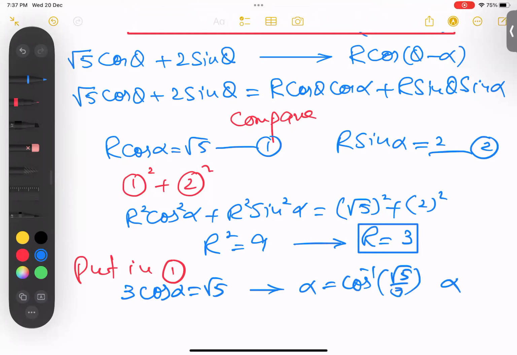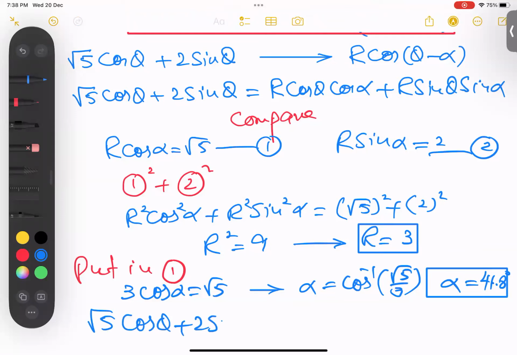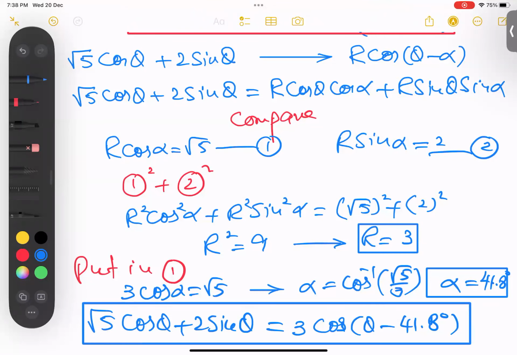Alpha is cos inverse of root 5 divided by 3, and my answer is coming 41.8 degrees. I will plug both values back into the equation. Finally, what I get, students: root 5 cos theta plus 2 sine theta is equal to 3, and this alpha goes there, so I got cos of theta minus 41.8. So I believe this point is very clear and we have done our R form.